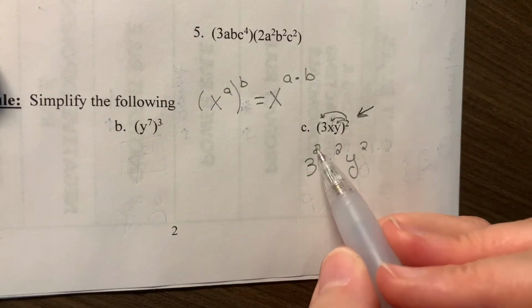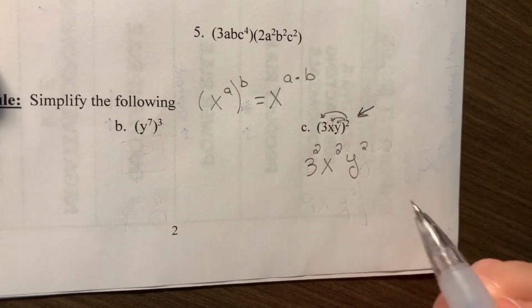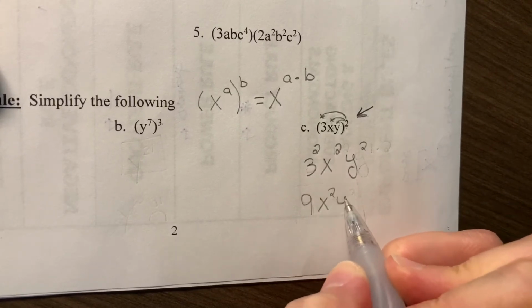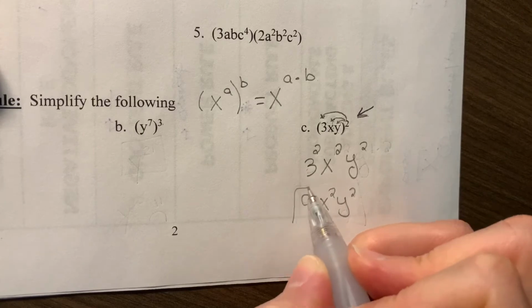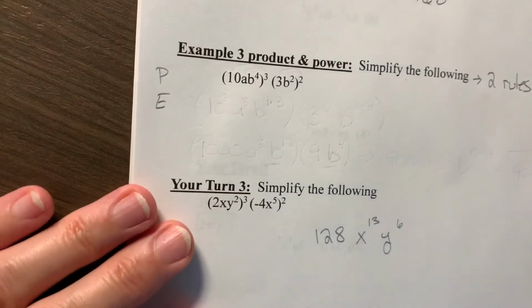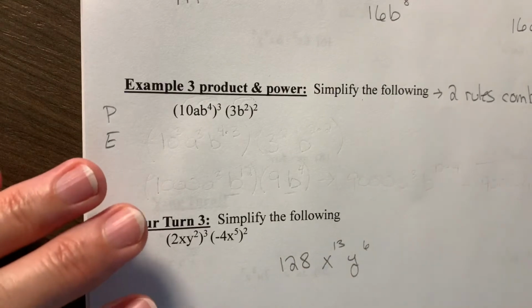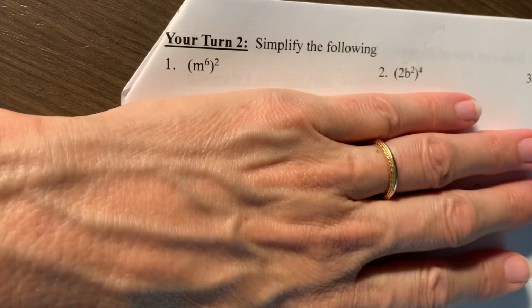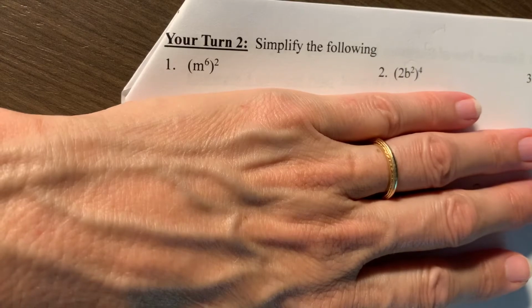And then because 3 to the second power is easily simplified, it's just 9, I would say go ahead and simplify that. So we get 9x squared y squared. Okay, let's do, so these are, better cover this up, right? These are your turns. So I want you to pause the video and try these 3 problems and then check your answers.